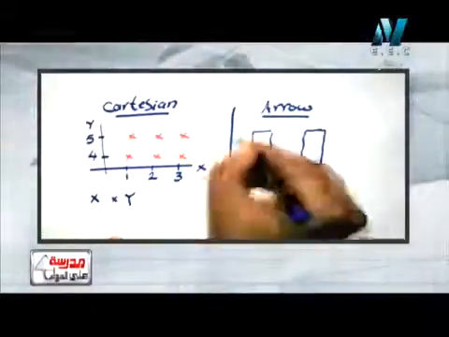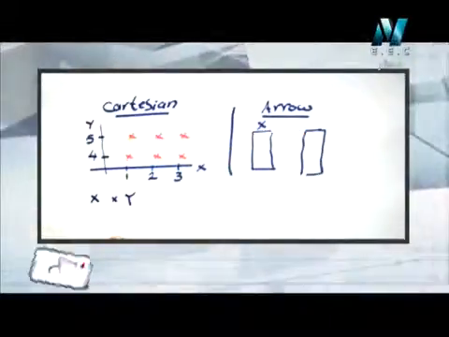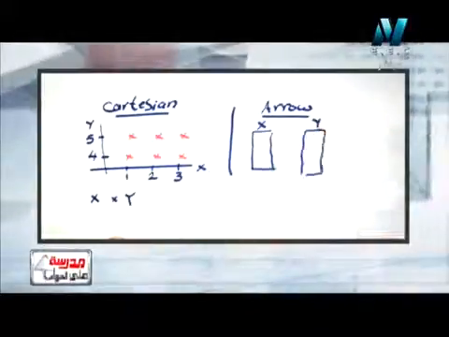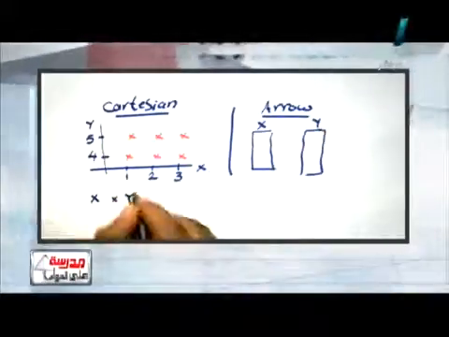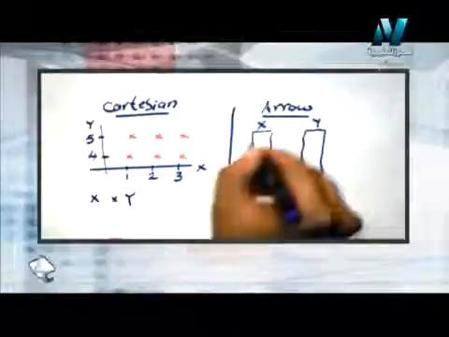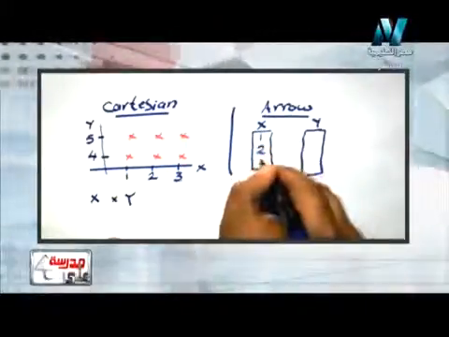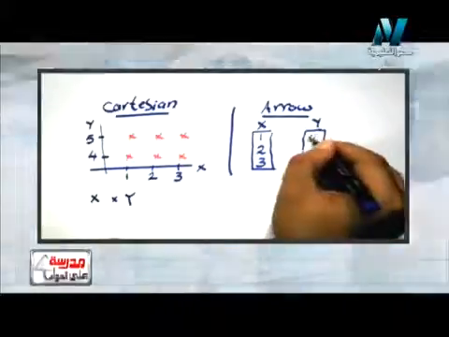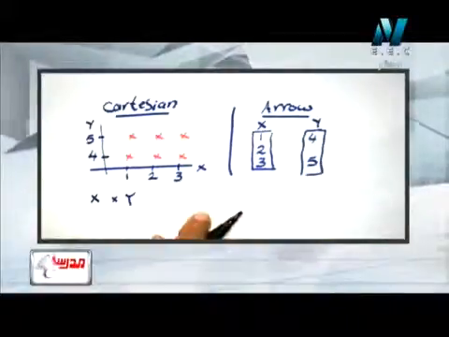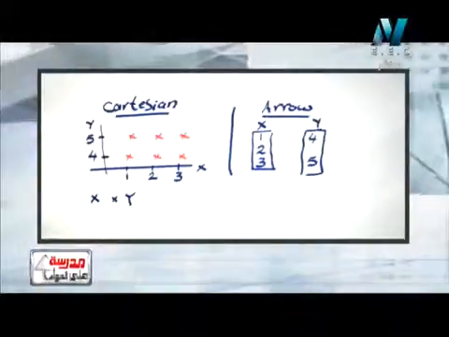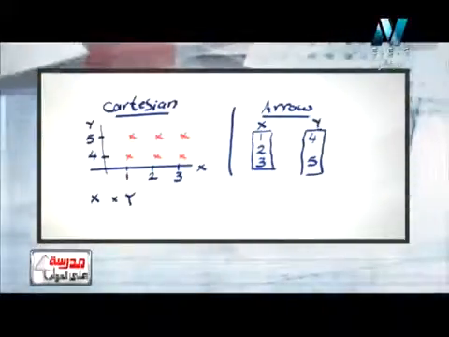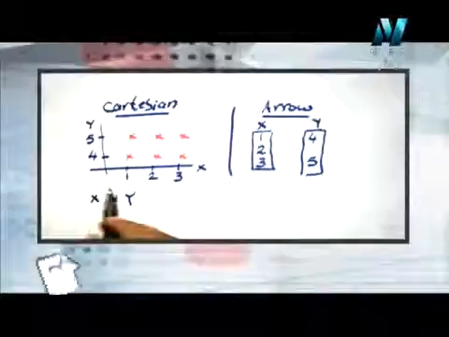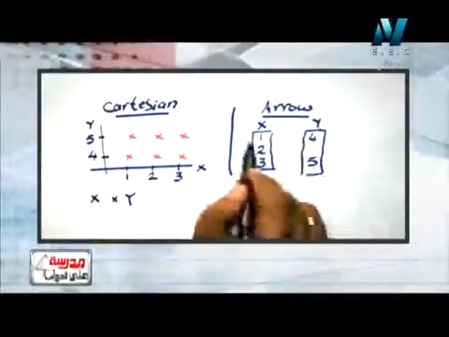Put on the first column x, which represents x. The second column represents y. Then put the numbers, the elements of x: 1, 2, 3. What about y? Y is 4, 5. In this case, we are going to make arrows from each element of x to each element of y.